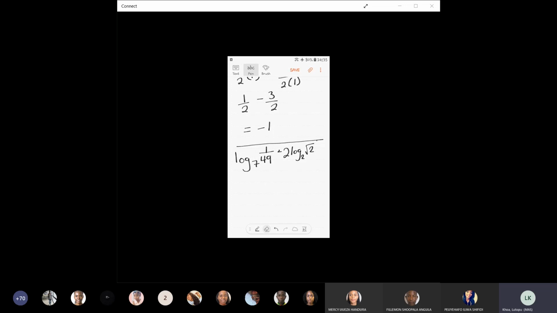All right, so the first one, 49, I know I can rewrite that as 49 to the power of minus 1. So this is log base 7. And then I have 49 to the power of minus 1, and then minus log base 2, and then this 2, when it goes up there, it becomes the square root of 2 squared. I'll just write that. This is the square root.